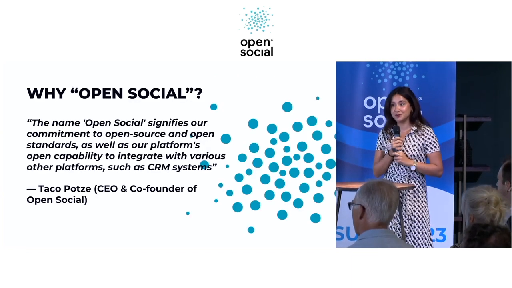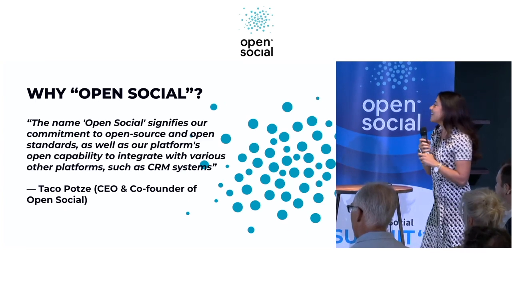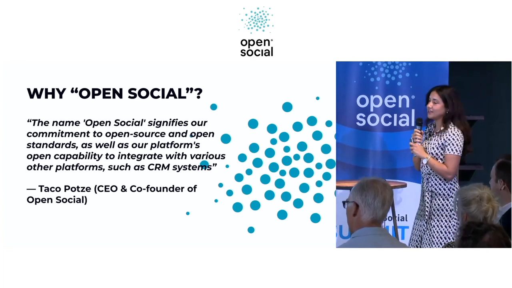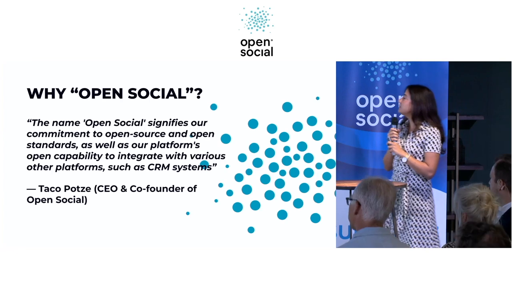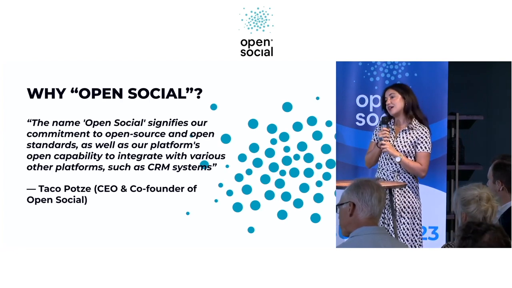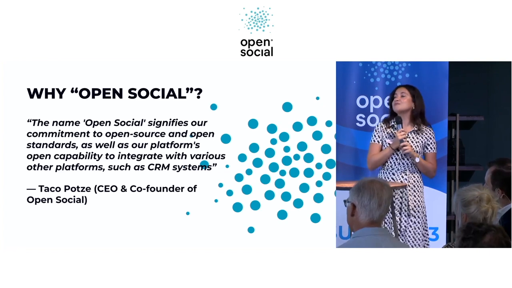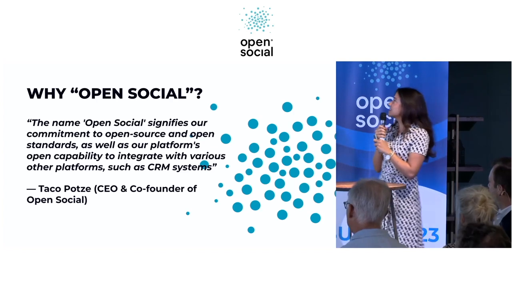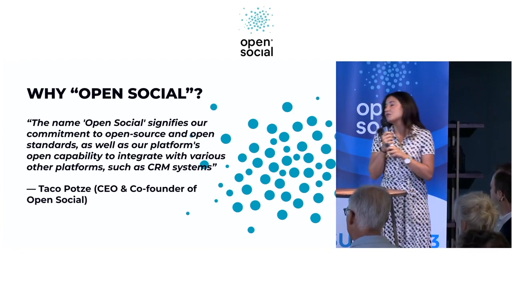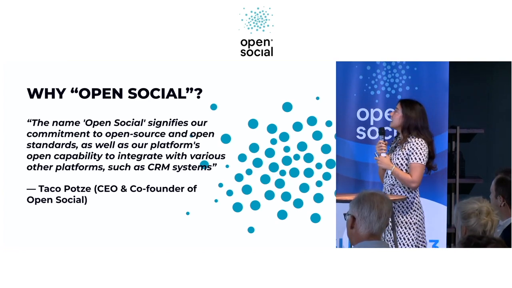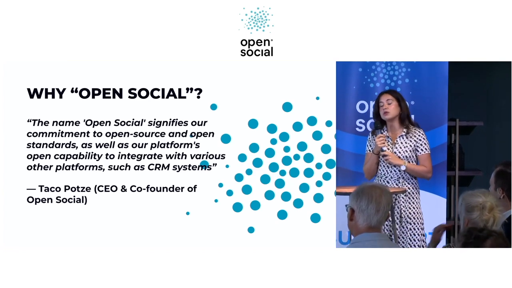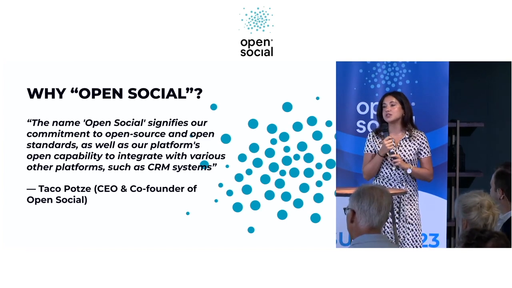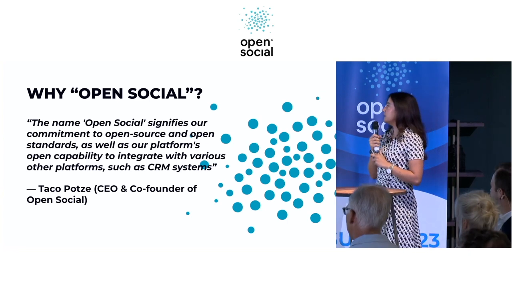So why Open Social? You ask the name, I'm asking. Well, Taco loves to say the name Open Social signifies our commitment to open source and open standards, as well as our platform's open capability to integrate with various other platforms, such as CRM systems. That's a very political and official way to say that. I would also say there are many more aspects of why open and why social. We're very open in our communication. We're also very social. We focus on social impact organizations, and we're quite sociable people who really enjoy talking to our clients and connecting with them.